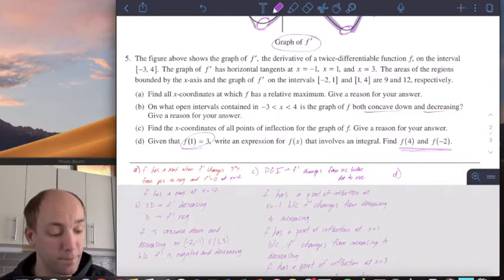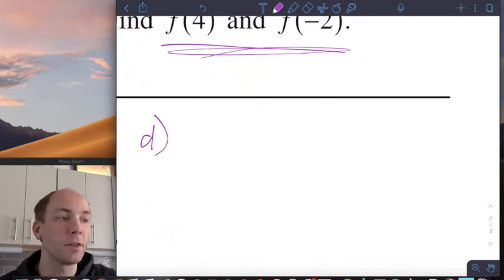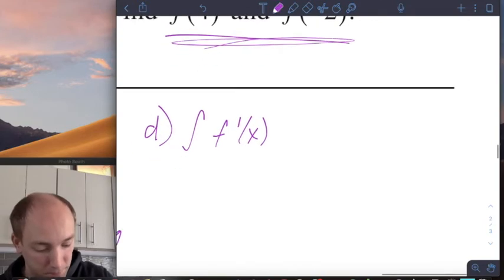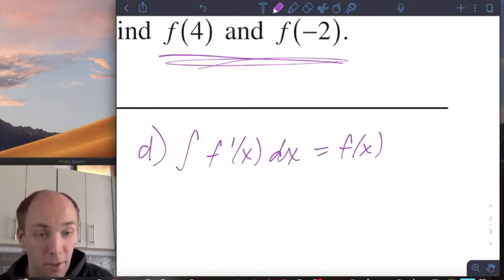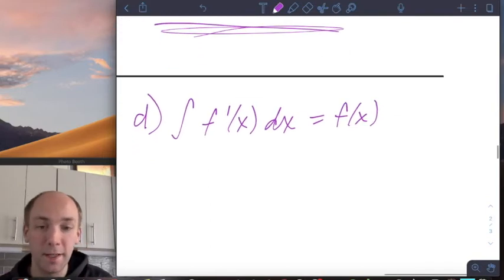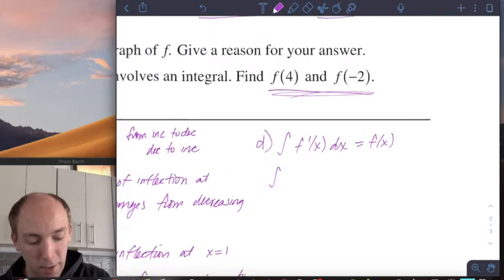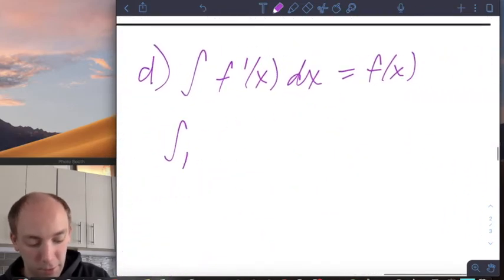We've seen it before. Okay, so for this one, what we're going to be needing to do is the fundamental theorem of calculus. And what that says is if I take the integral of f prime, I will end up with my original function. Okay? Right, so if we take the integral of f prime, we end up with my original. Now it did tell me that f of 1 is equal to 3, so I'm going to start this at 1, and I'm going to go to some value x.